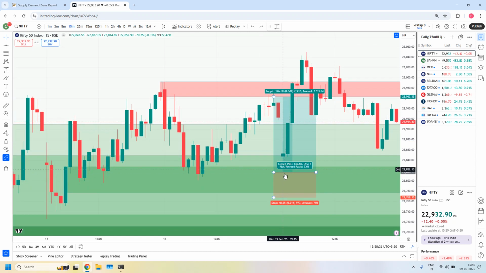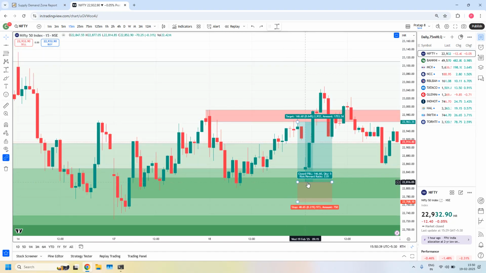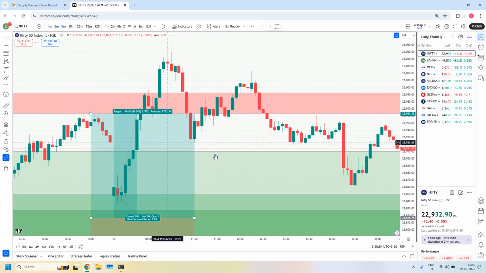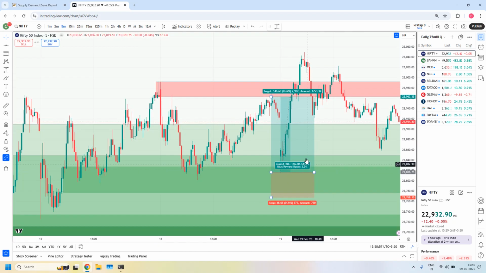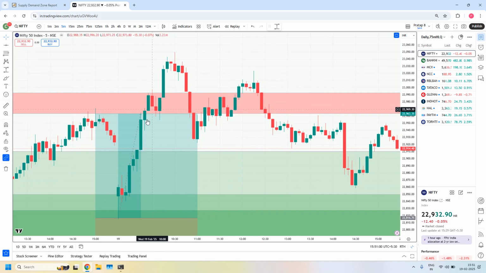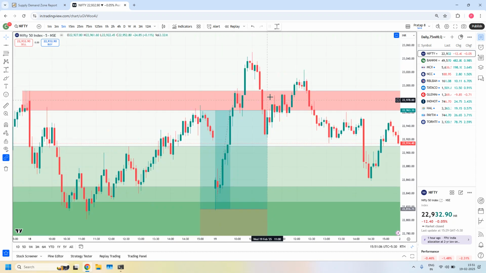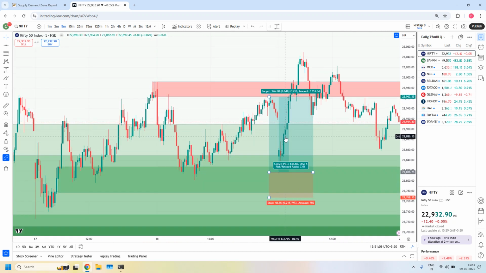Prices entered here. I will show you in the 1 minute time frame also. We got the entry and then it started moving, finally reached the target. When it reached the target at 9:45, 5 minutes candle. Let's go to the 5 minutes time frame. So this is the candle. 9:45 of the 5 minutes candle, it reached the target. So in less than just 30 minutes, your trade is completed. 1:3 RR is achieved.